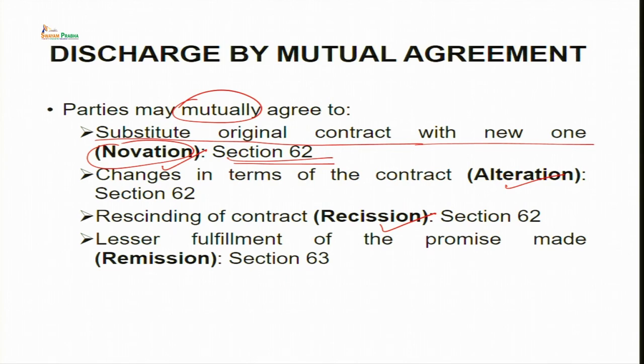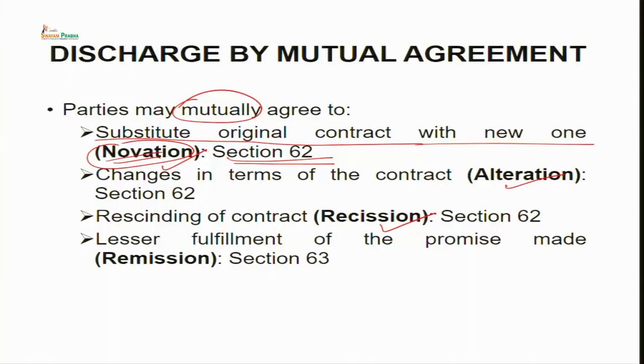So, when we say novation itself, see, in law you need to understand that most of the time you will get the meaning of a particular word from that word itself. The moment we say novation, it means new, something new. So, when the original contract is replaced or substituted by a new contract, it means novation. The parties are under no obligation now to perform the original contract, because that original contract has come to an end. They are now under an obligation to perform the terms of the new contract.